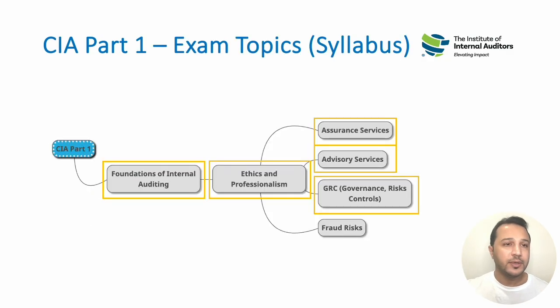Here we are with a brief snapshot of the entire CIA Part 1 syllabus. In CIA Part 1, we have so far covered the foundation of internal audit. Then we discussed the two types of assurance services or engagements performed by internal audit: assurance services and advisory services. We also covered ethics and professionalism.